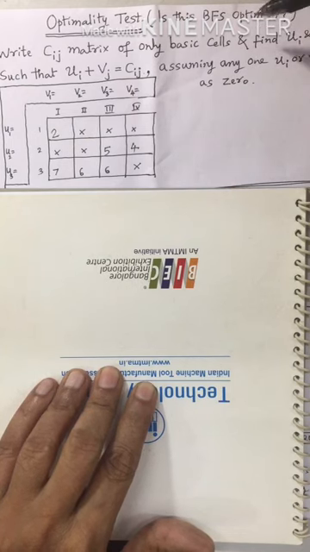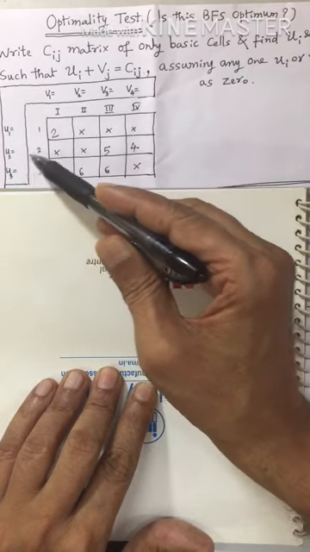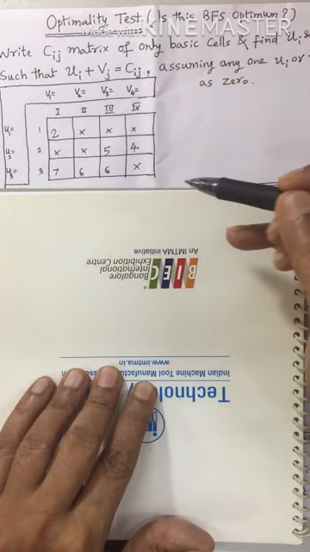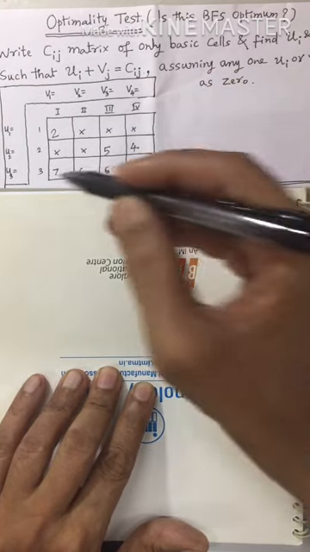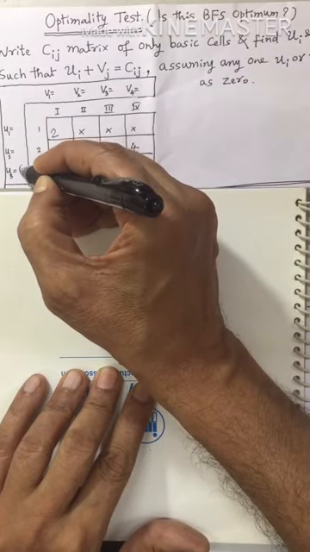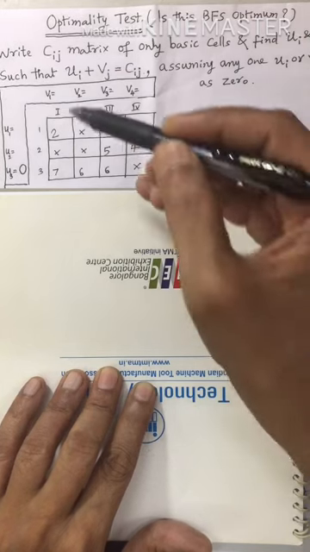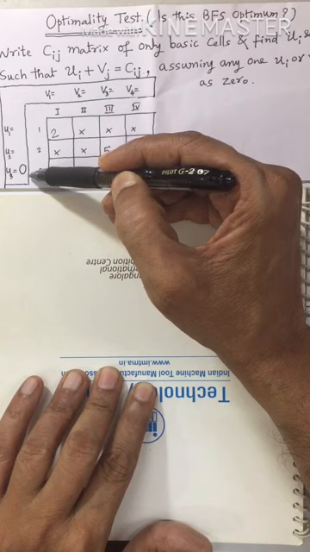Now find U1, U2, U3. U1 is the value for the first row, second row, third row like that, and for columns I am referring to them as V's, assuming any one as 0. So here I shall assume U3 as 0. Suppose I assume U3 as 0. Then I can easily find V1, making use of U3, which I already know.